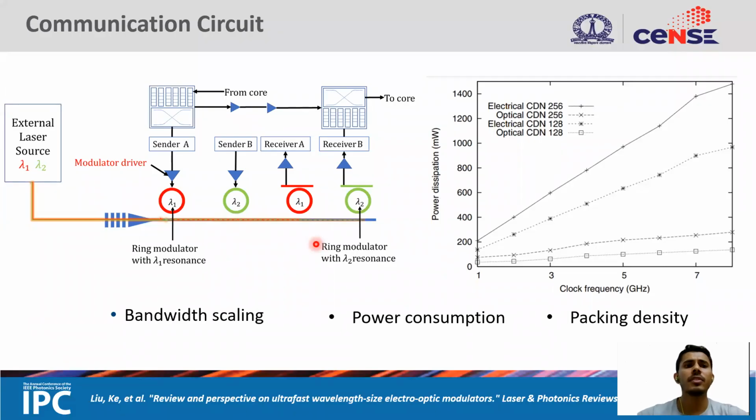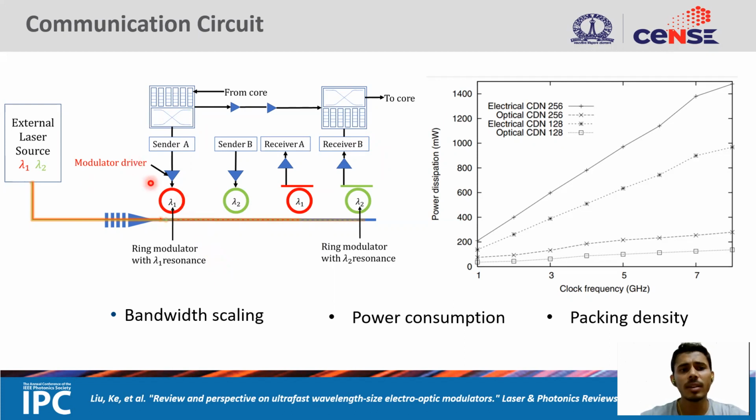I'll start by first introducing the communication circuit. So what are the components involved in a communication circuit? The first thing you of course need is a sender, denoted by sender A, and a receiver, denoted by receiver B. Sender A transmits the information bits in the form of an electrical signal, and receiver B receives the information bits in electrical signal.